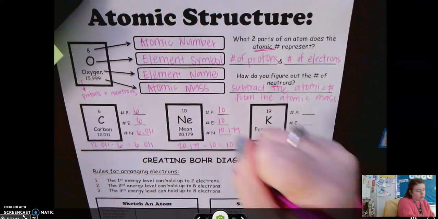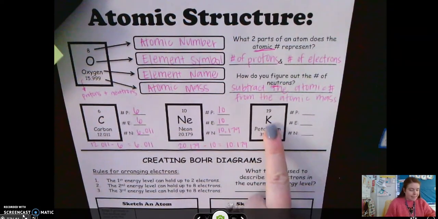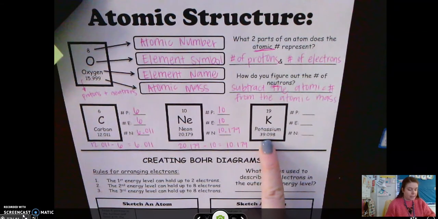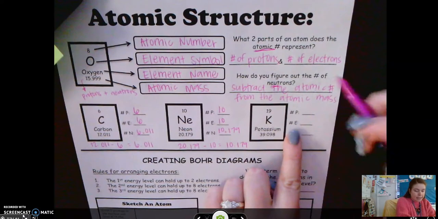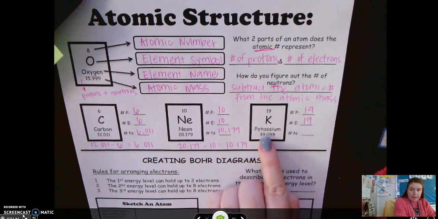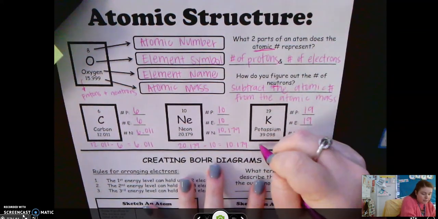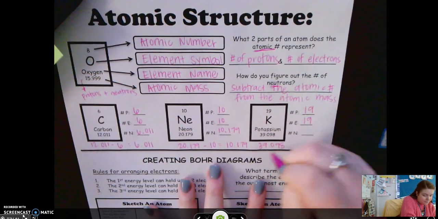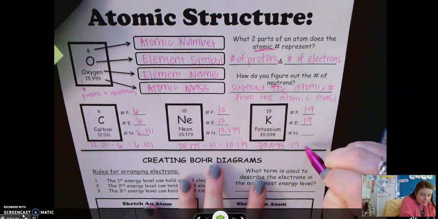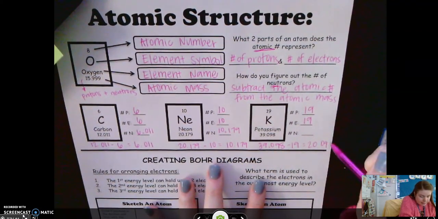All right, so we're going to do one more as practice together, potassium. Potassium has an atomic number of 19 and an atomic mass of 39.098. So I know protons and electrons are the same number, 19, and that my atomic mass, 39.098, I can subtract that atomic number to get the number of neutrons. So 39.098 minus 19 equals 20.098.